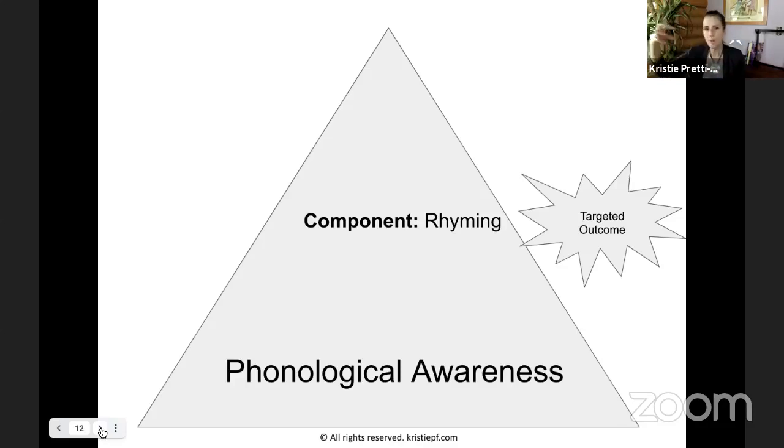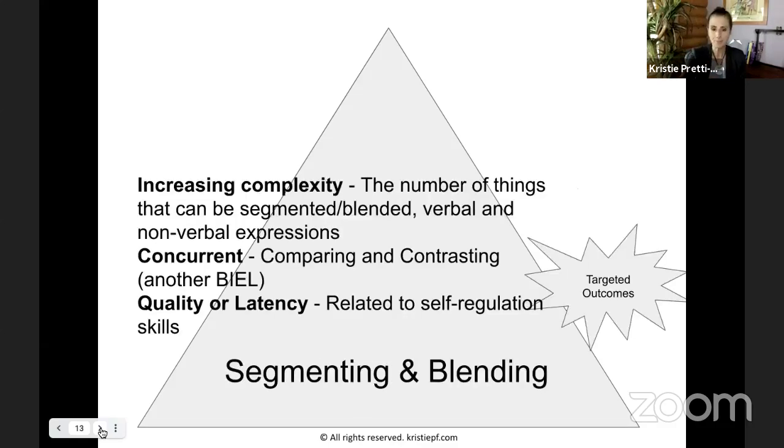I don't pull you out of the triangle into a separate room or separate space in the hallway and work on rhyming longer and louder. I bring more rhyming into our day. So when we transition, we rhyme. When we hang up our coats, we rhyme. When we eat our snack, we rhyme, because we're increasing the frequency so that kids who are struggling with rhyming can see it in its natural habitat.